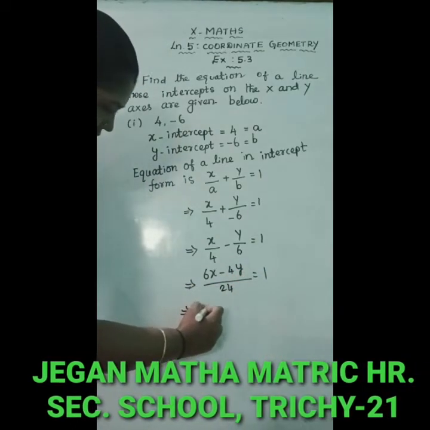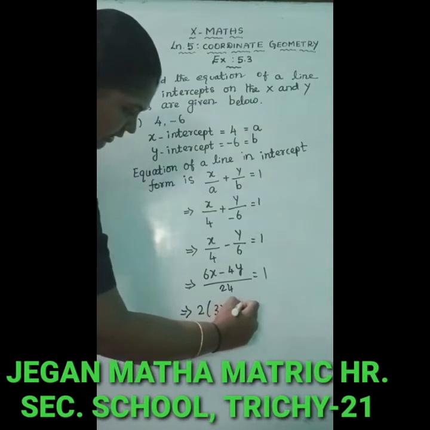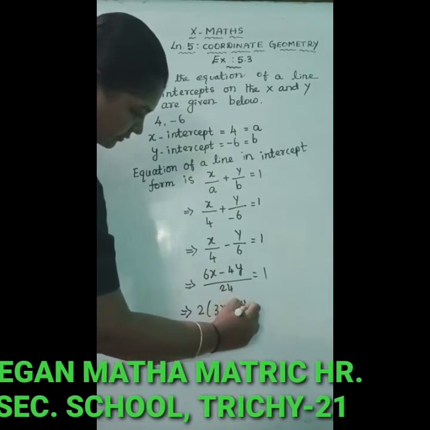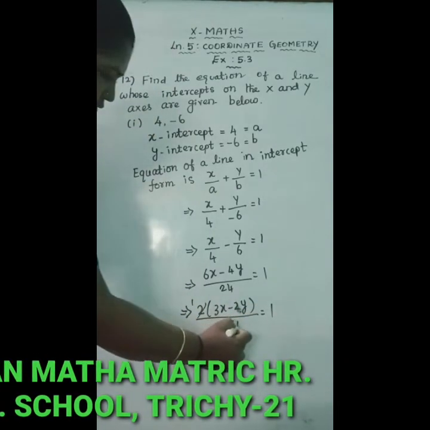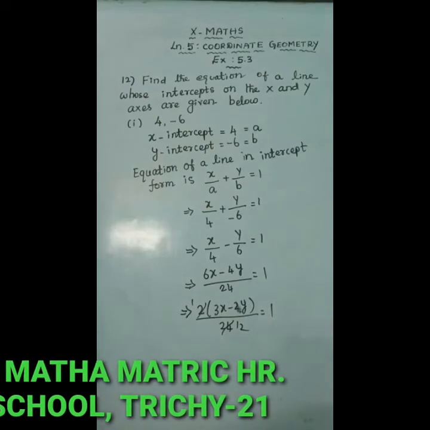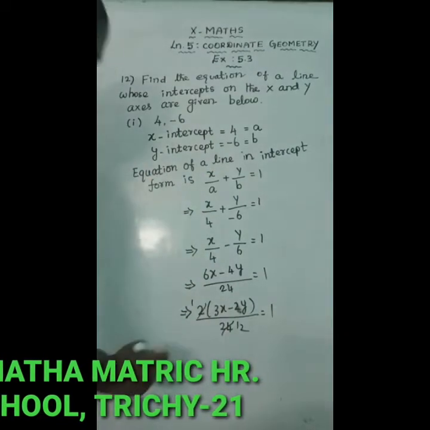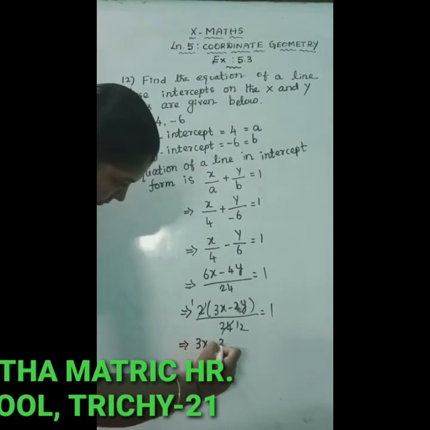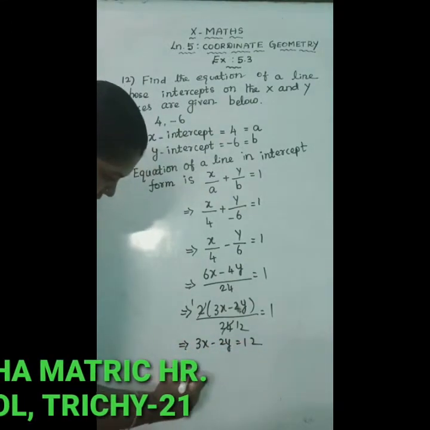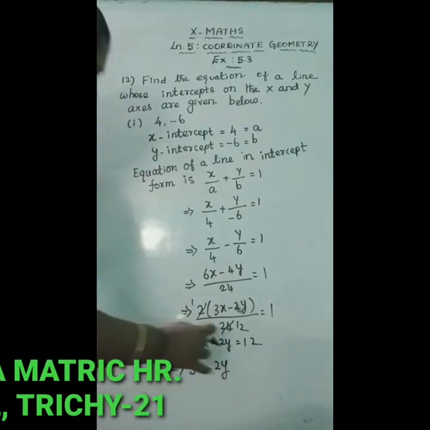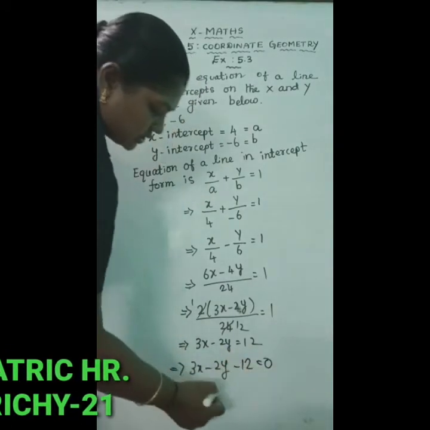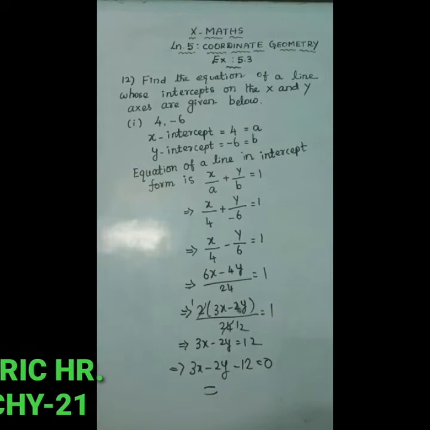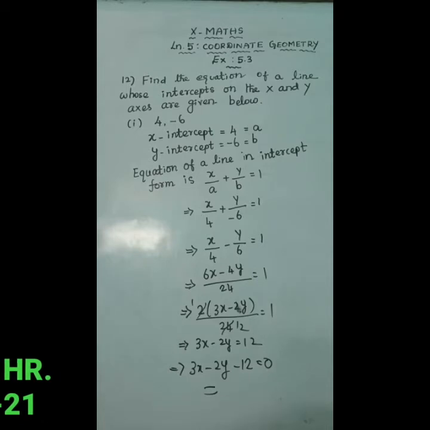So, here we take 2 in common, the remaining is 3x minus 2y divided by 24 is equal to 1. Here 1 2s are 2, 12 2s are 24. So, we multiply into the right hand side, 12 into 1, 12. So, 3x minus 2y is equal to 12. Then moving to the left hand side, we have minus 12 equal to 0. So, 3x minus 2y minus 12 equal to 0. So, this is the equation for the 12th one.